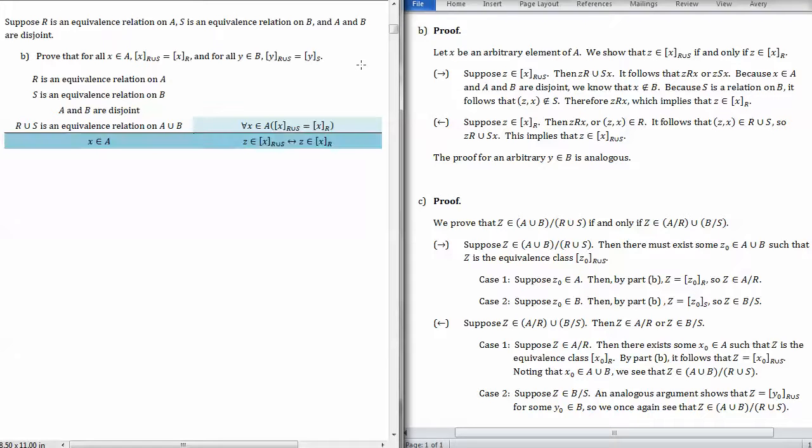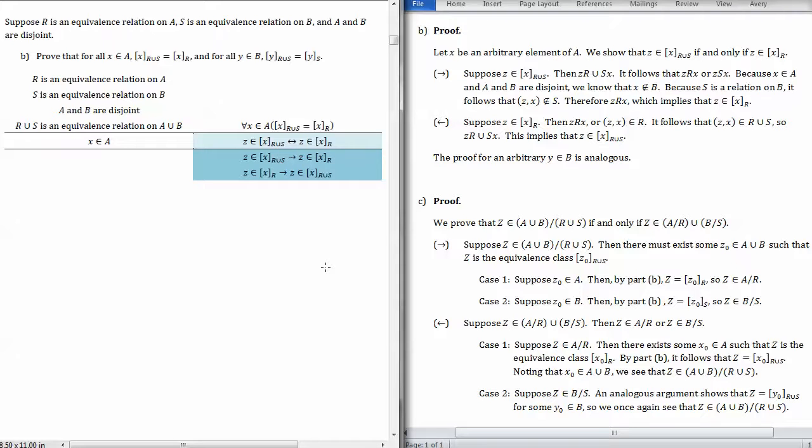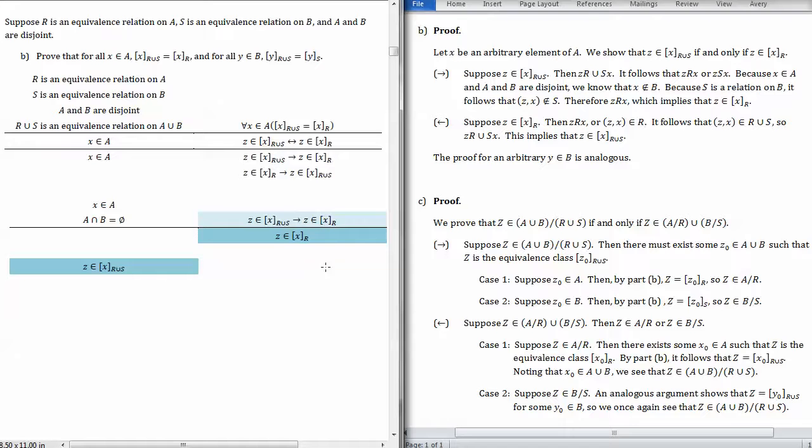All right, so we let x be an arbitrary element of A, and we'll also let z be arbitrary. I kind of dropped that quantifier already. And then we're going to prove that z is an element of the left-hand side if and only if it's in the right-hand side. Okay, so let's do the two directions, and we'll take the forwards direction first. And we'll do a direct proof, so we'll bring z in x bracket R union S over as a given.